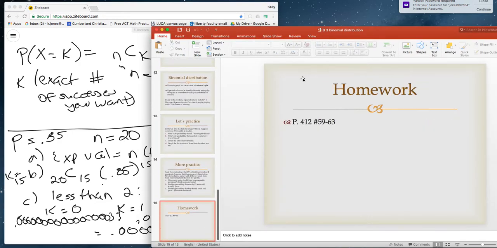Now, homework. It's very important that you do this homework, because if you don't practice and you try to take it for the first time on your test, you're going to bomb, because it's not going to work very well for you. Okay, so on page 412, numbers 59 through 63, these are pretty straightforward questions. And so you're going to be using binomial, or you're going to have to check to see if something is binomial. So remember those bins that we talked about.